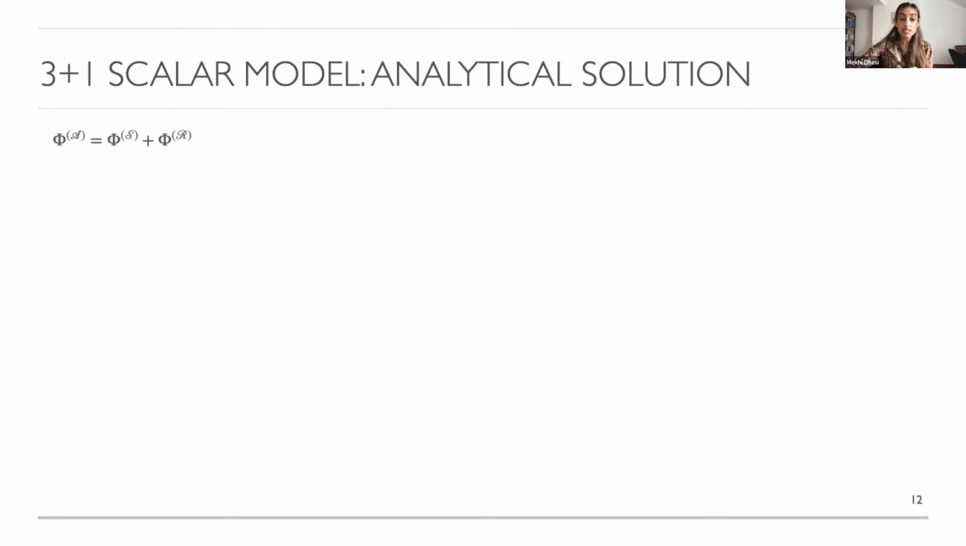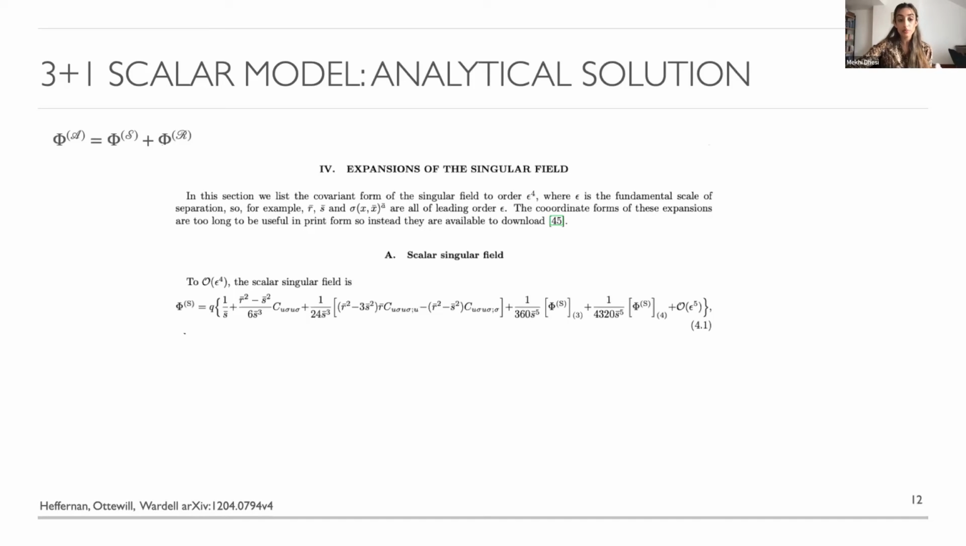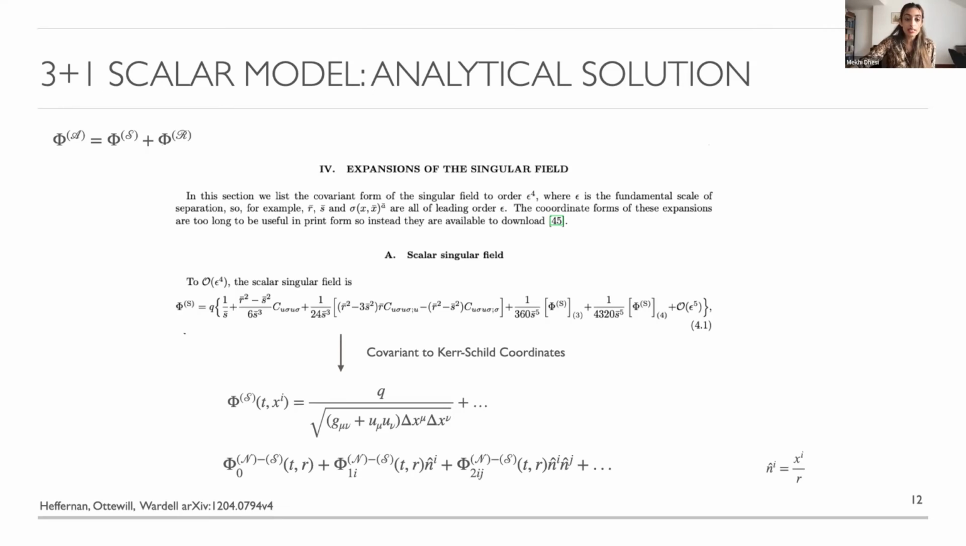Once again, it's split into a singular piece and a regular field piece. Now, for this full scalar singular field, covariant expressions exist in the literature up to a particular order, epsilon to the 4. What we did was take these covariant expressions and perform a coordinate re-expansion into Kerr-Schild coordinates, which requires a bit of work. It's not trivial. And then we subtracted this singular field piece from the numerical field piece, which is easy as they're both now in Kerr-Schild coordinates.